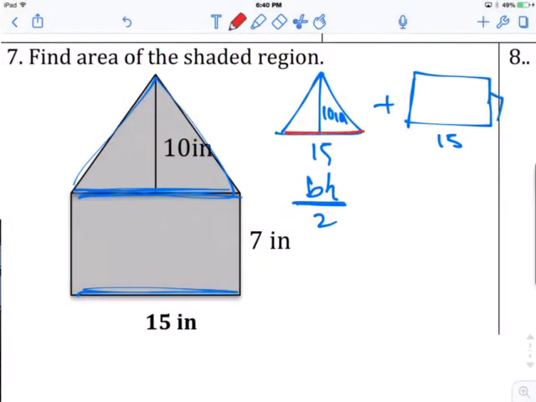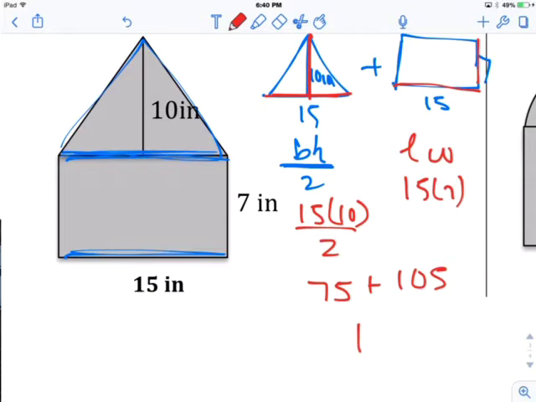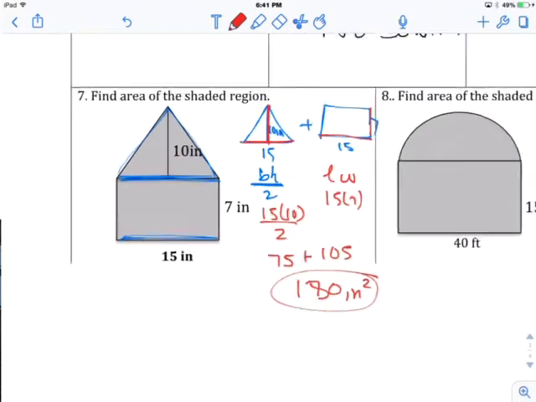This one is the base, or the length, which is 15. This is times the 10 divided by 2. You get 75. Put in your calculator if you can't do this. Length times width. Okay, length times the width. 15 times 7. You get 105. Add them together. Now you get a total of 180 inches squared is the area of the total shaded region.